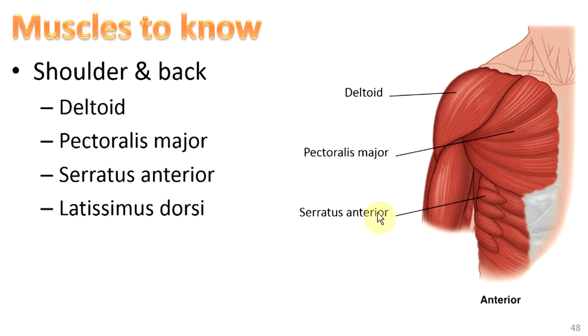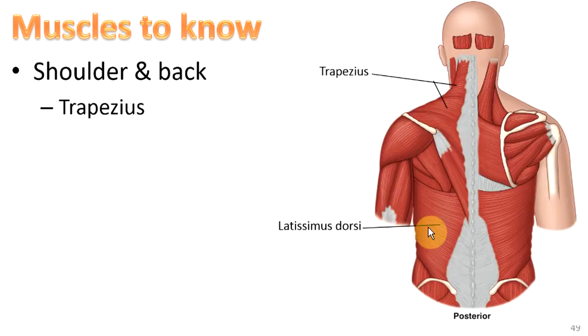Latissimus dorsi, there's a better picture. There's just the edge of it right there. In just a sec, I'll show you a better one from the back. It attaches from the back also up to the humerus and also brings the arm down. So when you're doing a lat pull, that's what we call this, lat for short, you're using that muscle to pull the humerus down. So there's a better picture of it right there.